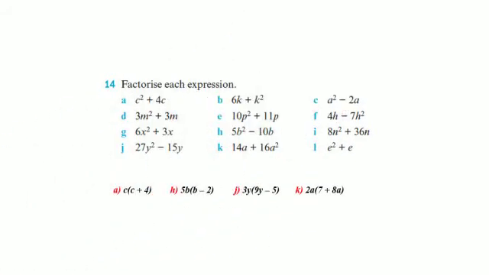Then question 14, factorise. c squared plus 4c becomes c bracket c plus 4. Part H, 5b squared minus 10b, becomes 5b bracket b minus 2. J becomes 3y bracket 3y minus 5. And K becomes 2n bracket 2a plus 7 bracket 7 plus 8a. See how we factorise them there.